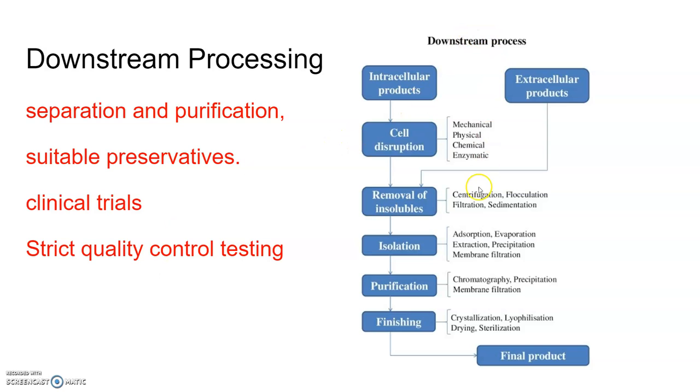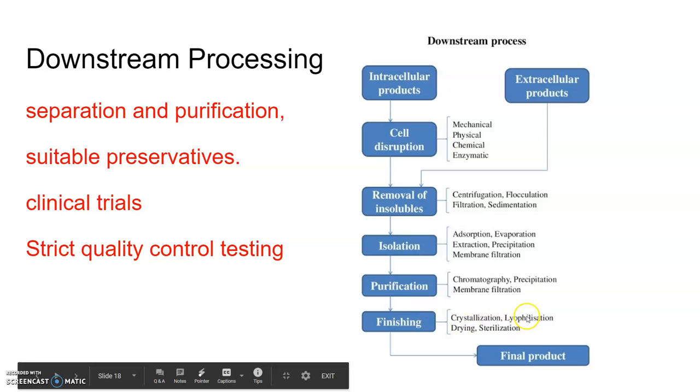Here you can see all the steps of downstream processing. Intracellular or extracellular products undergo cell disruption through mechanical, physical, chemical or enzymatic activity. Then comes removal of insolubles through centrifugation, flocculation, filtration or sedimentation. Then isolation through adsorption, evaporation, extraction, precipitation or membrane filtration. Purification through chromatography, precipitation or membrane filtration. Finishing by crystallization, lyophilization, drying or sterilization, and then the final product is obtained.